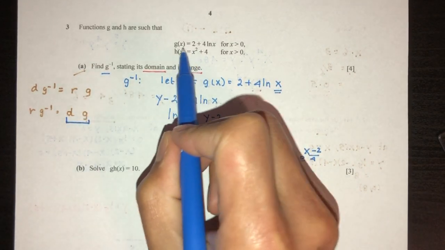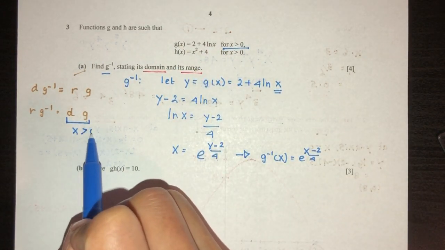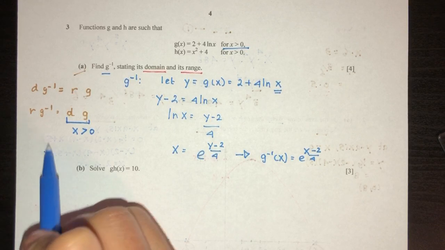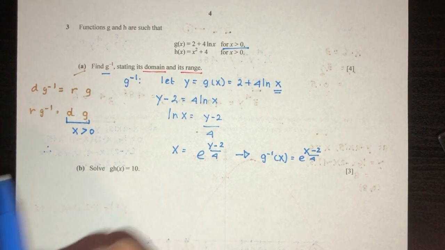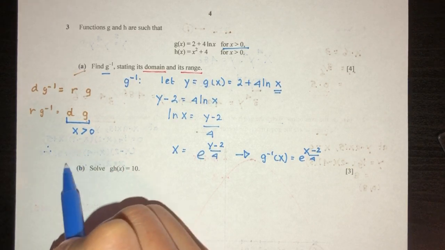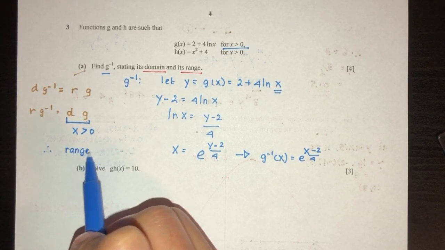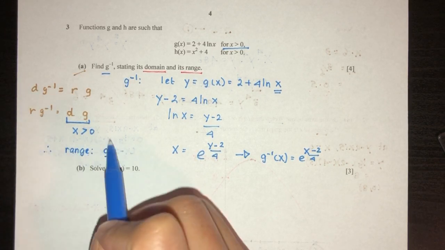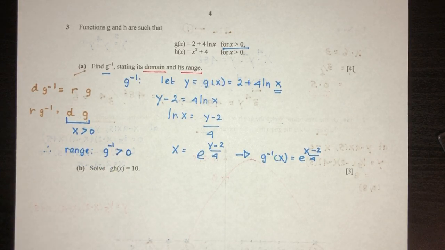From what we can see here, we can find this already because it is given to us. The domain of g has been given to us as x more than 0. So the range of g inverse is also this value, but we don't write range in terms of x. We write range in terms of y. So we say the range is y more than 0. Okay, that is the first one we know.